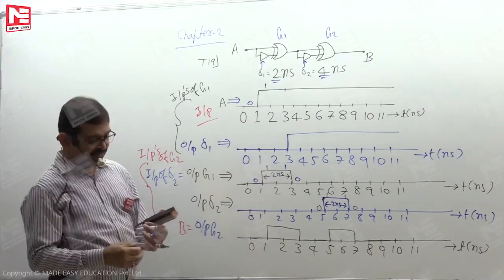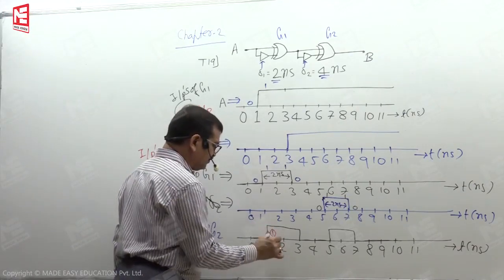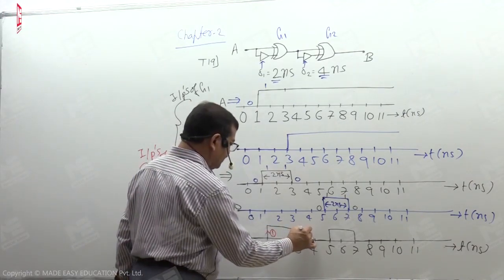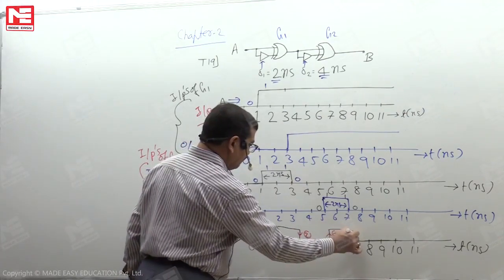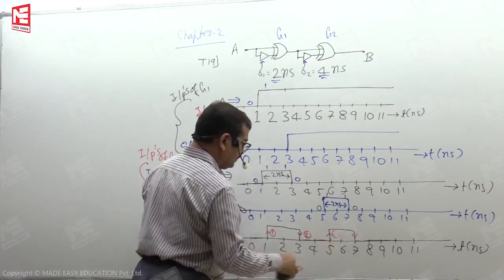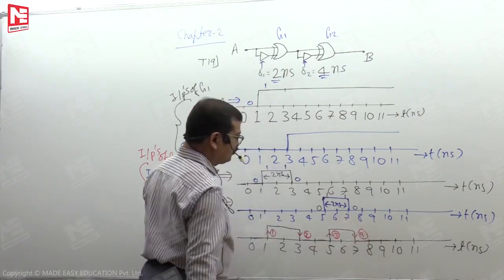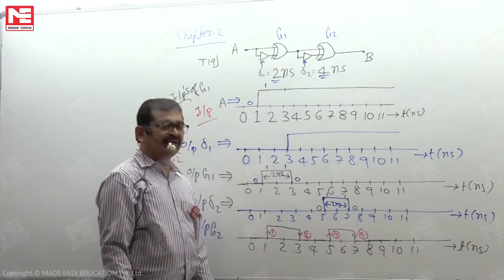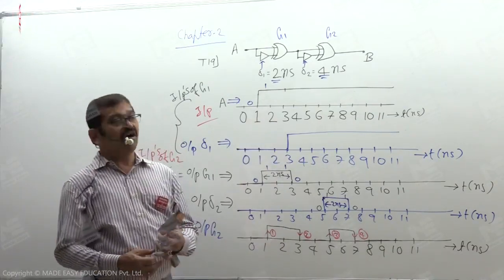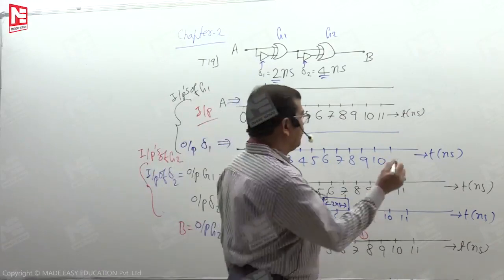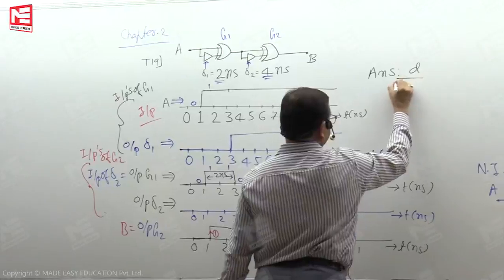How many times? Based on the question, it is one change at 1 nanosecond, second change at 3 nanoseconds, third change at 5 nanoseconds, fourth change at 7 nanoseconds. So the output is having a transition 4 times because of the applied input. Hence, the answer to this question is 4. From the given options, the answer is option D.